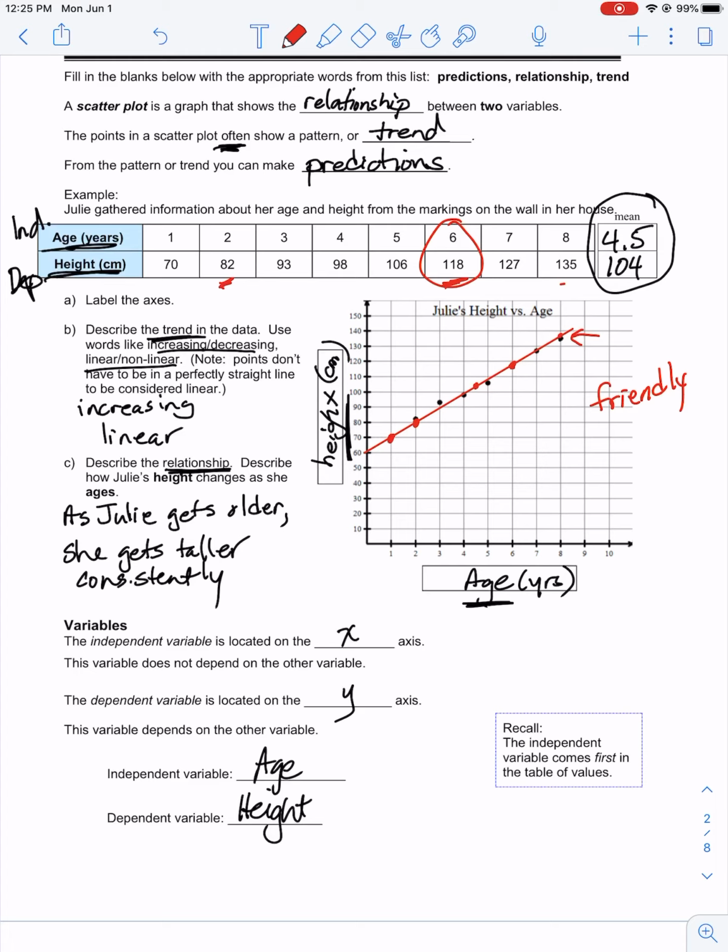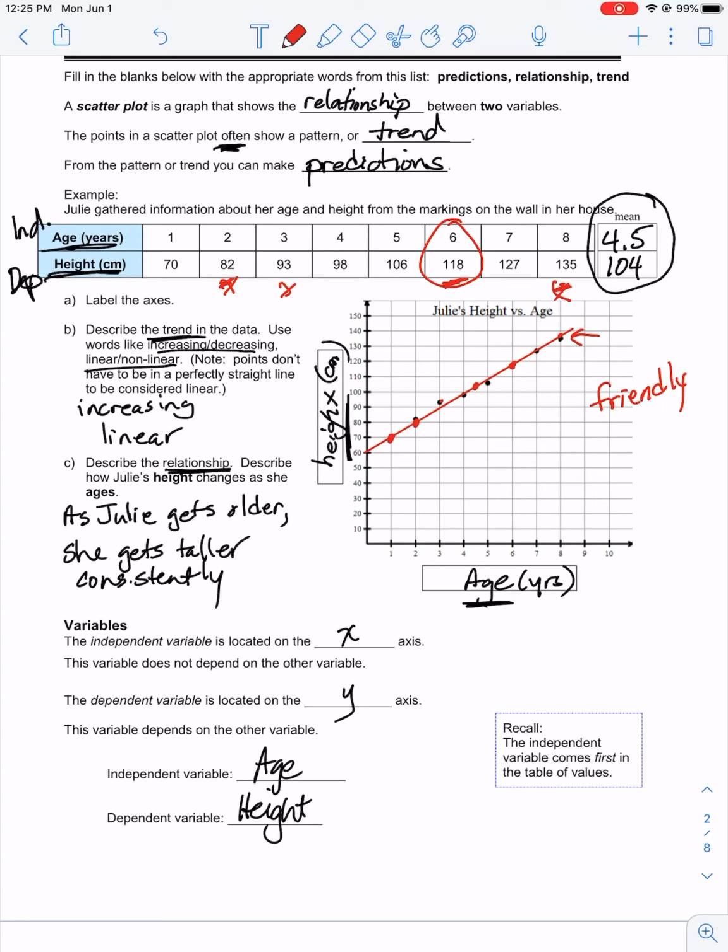So I wouldn't use 8 and 135. That one's not being used. 2 and 82 are not being used. 3 and 93 not being used because it doesn't sit on the line. You need 2 points that are exactly on the line. So I want one of them to be my mean point because I know that one is on the line, and then I'm going to pick any other point.